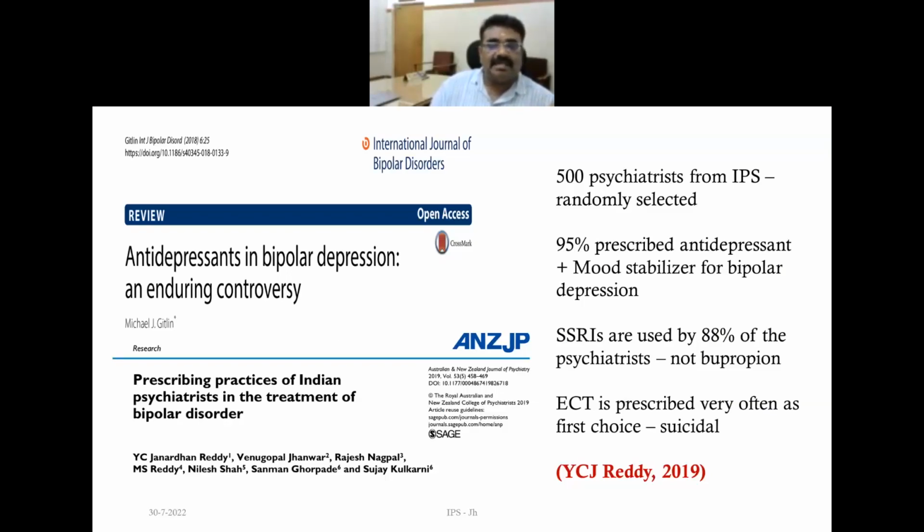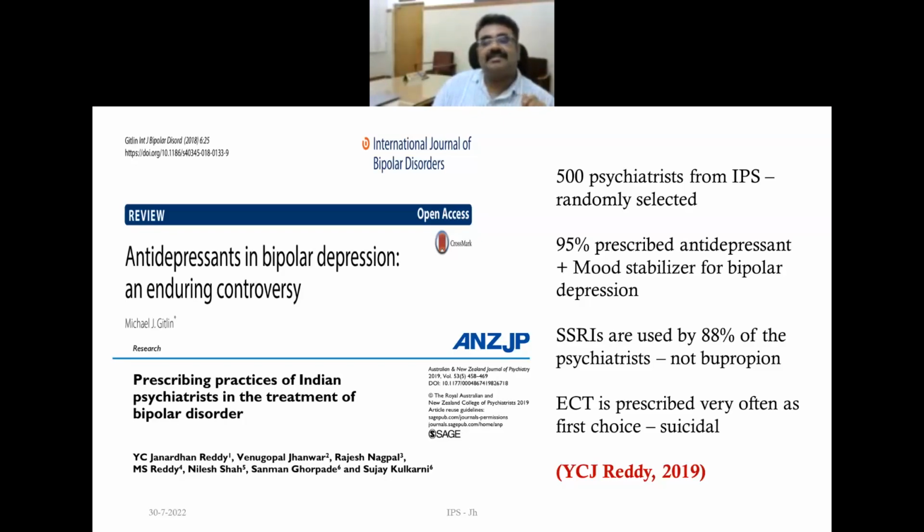So next question, are antidepressants useful in bipolar depression? Guidelines are not very conclusive here, but I would like to refer to this particular study that was done by the Indian Psychiatric Society, where 500 psychiatrists from IPS were randomly selected and were asked this particular question. 95% of them said that they prescribed an antidepressant plus mood stabilizer for bipolar depression. So irrespective of what guidelines say, we are prescribing antidepressants quite generously for bipolar depression.